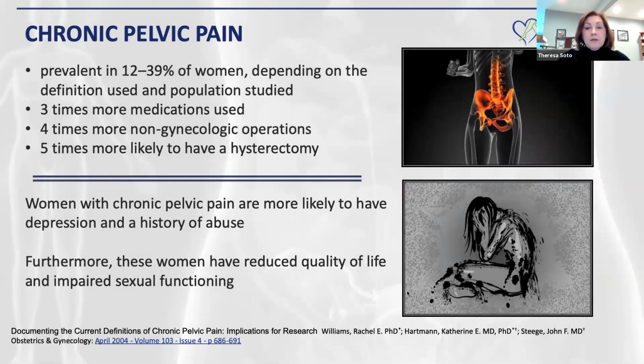Because we don't often come up with an etiology for their pain, they are more likely to use medications. They are more likely to have non-GYN surgeries. They're more likely to have a hysterectomy, because the light at the end of the tunnel for so many people is hysterectomy. They're thinking that all of their pain is in and around their uterus, tubes, and ovaries. And like anybody with chronic pelvic pain, women with chronic pelvic pain have a poor quality of life.